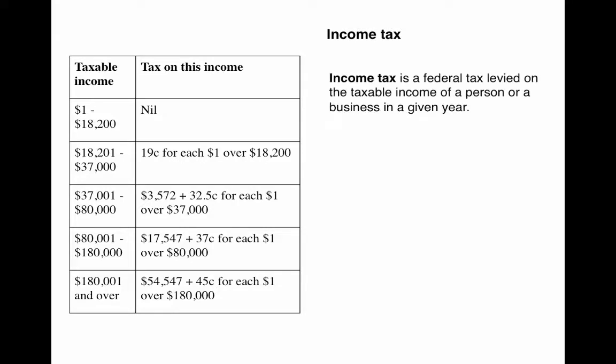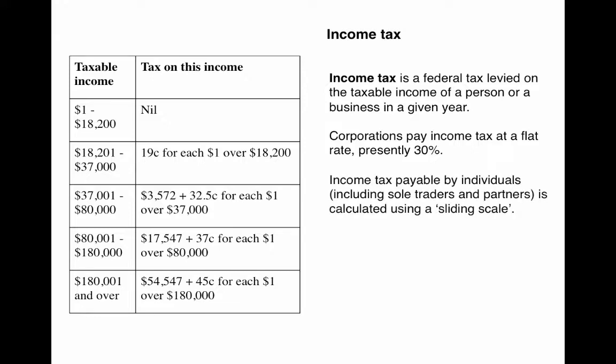Income tax is a federal tax levied on the taxable income of a person or business in a given year. Corporations pay income tax at a flat rate, presently 30%. Income tax payable by individuals, which includes sole traders and partners, is calculated using a sliding scale. This sliding scale is set out in the table on the left of the screen.